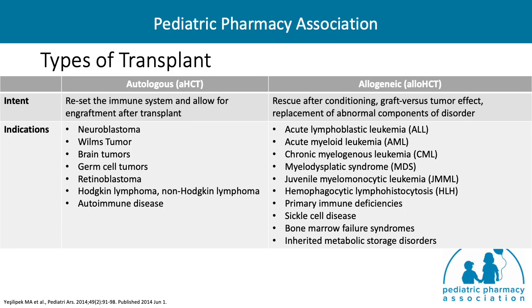The intent of allogeneic transplant is to rescue the marrow after conditioning regimen is administered to provide graft versus tumor effect or to replace abnormal components of disorders and prevent further damage. Some indications for allogeneic transplant include ALL, AML, CML, MDS, JMML, HLH, primary immune deficiencies, sickle cell disease, bone marrow failure syndromes, and inherited metabolic storage disorders.